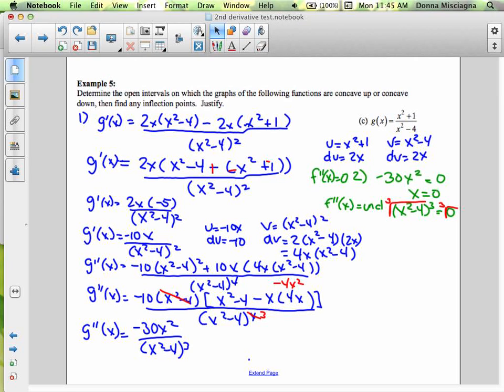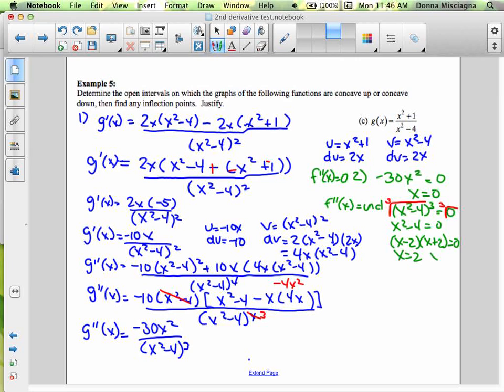So if we were to take the cube root of both sides, we'd have x squared minus 4 equals 0, and of course that factors, and that means we have 2 places where the derivative is undefined. That is also where the function is undefined, right? So we could still have a change in concavity, but these won't be inflection points. The only possible inflection point is the 0.